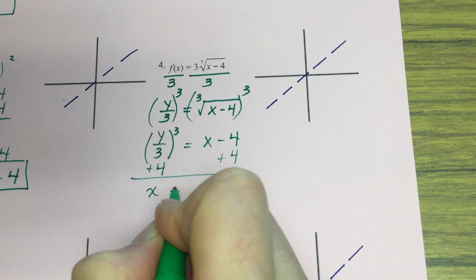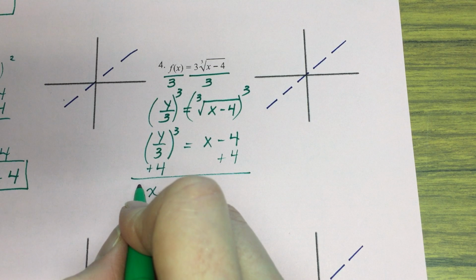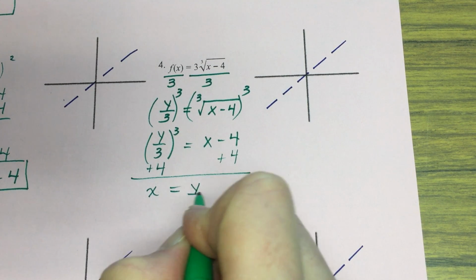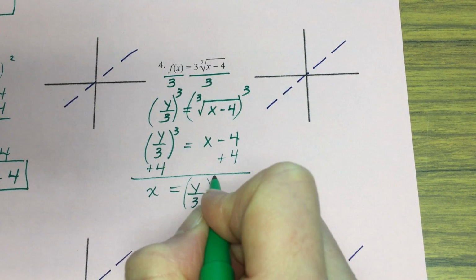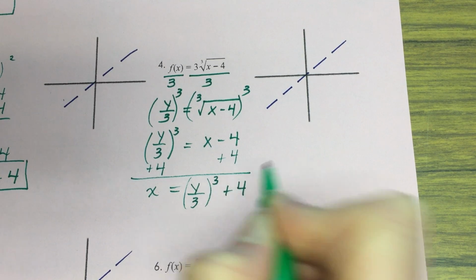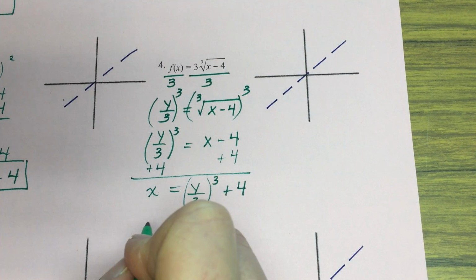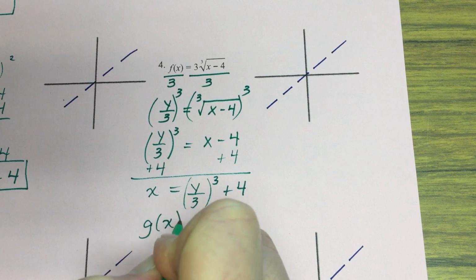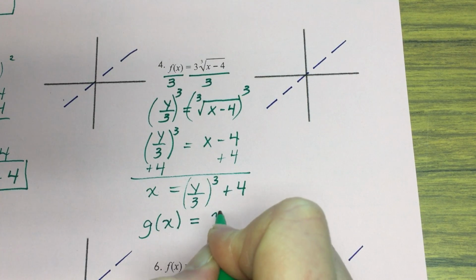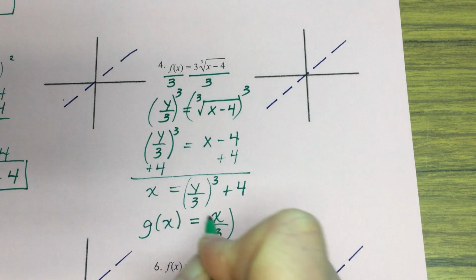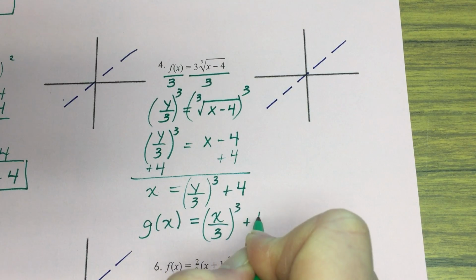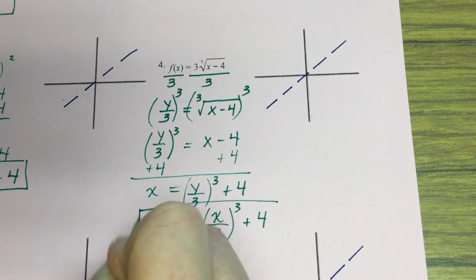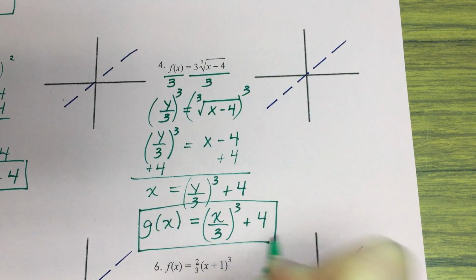I'll write my x on the left. X is by itself. I'm just taking it over to the left side, and then we have y over 3 all cubed plus 4. This is our new function, g of x. This is our new input, x. There we go.